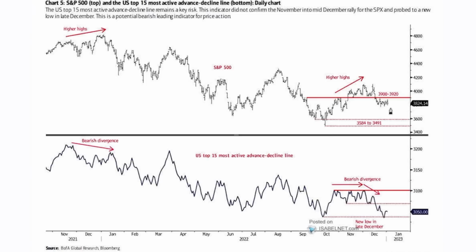So the question is, does this indicator have any use? Should we be paying attention to this chart? That's exactly what I'm going to be addressing in this video, trying to be as objective as possible when looking at the advanced decline line and what it's telling us about the market today.